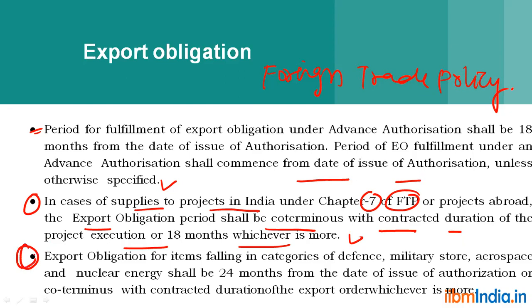Export obligations for items falling in the categories of defense, military store, aerospace, and nuclear energy shall be 24 months from the date of issue of authorization or coterminous with the contracted duration of the export order, whichever is more.